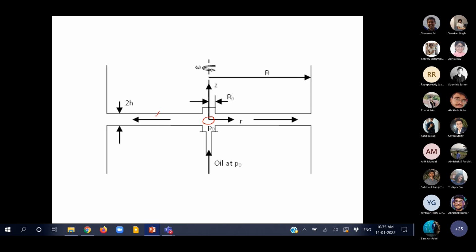Think in terms of high school physics. What is the axial load? Pressure into area. Is it pressure or pressure difference? I mean, the atmosphere, is it pressure or gauge pressure? Is it P or P minus P atmosphere?